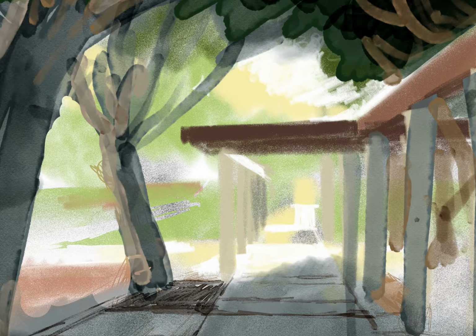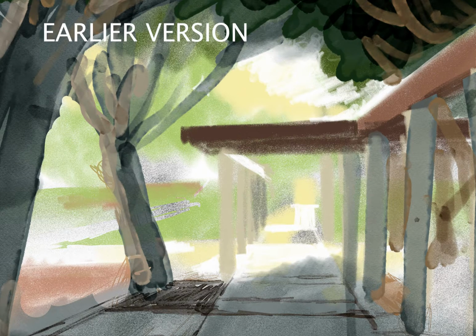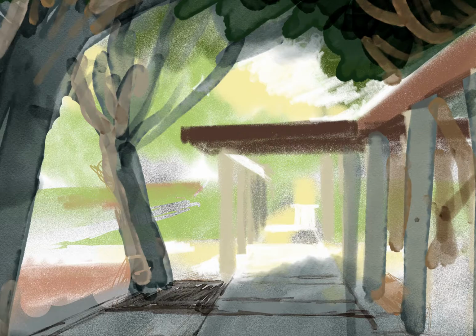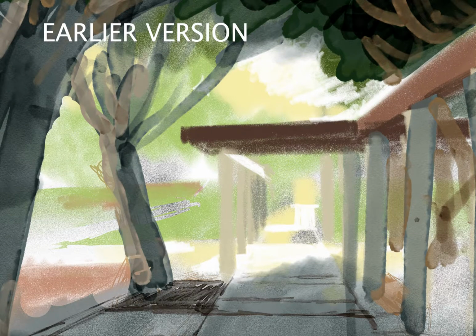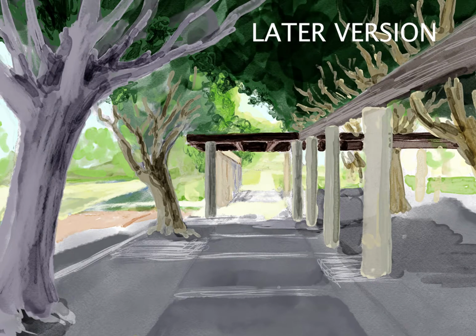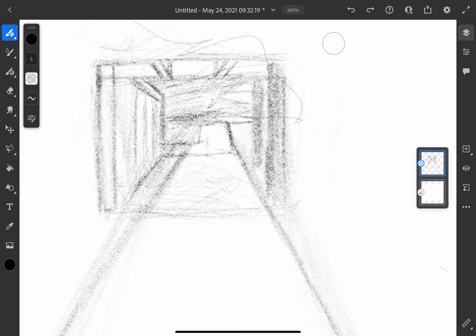This is an earlier version I did, and I was jumping right to the color, and I sort of skipped the drawing. And you can see how that center portion where the vanishing point is, it's not really very accurate. And I noticed that, so I wanted to make a version that was a little more accurate, and that's why I'm taking the time to draw it out first.